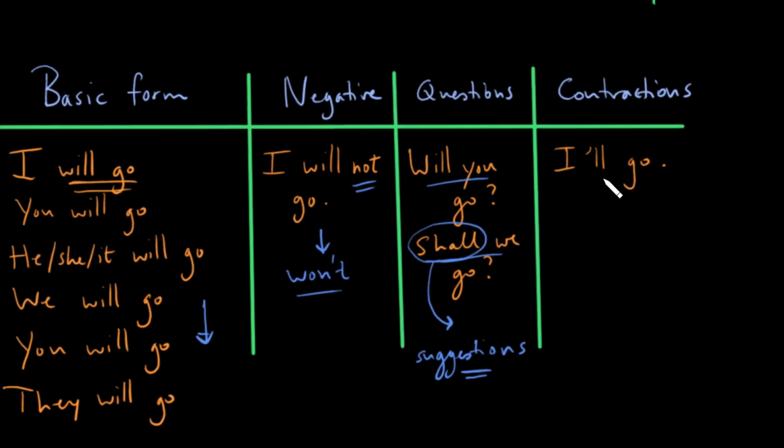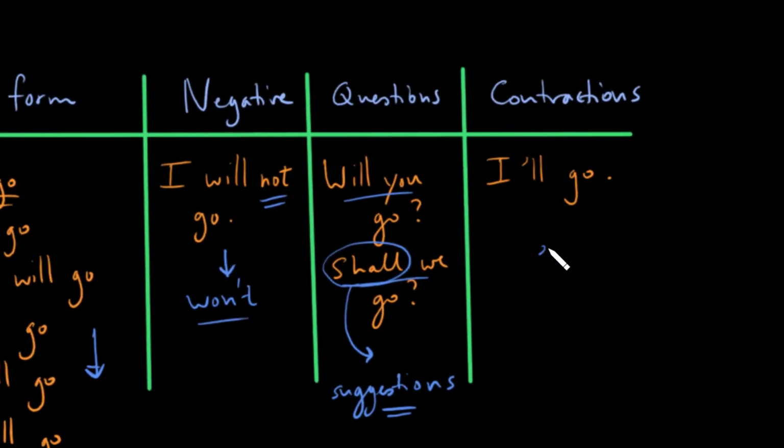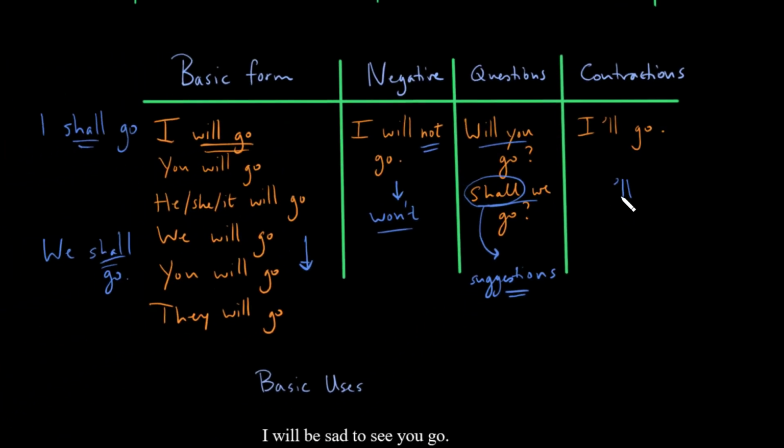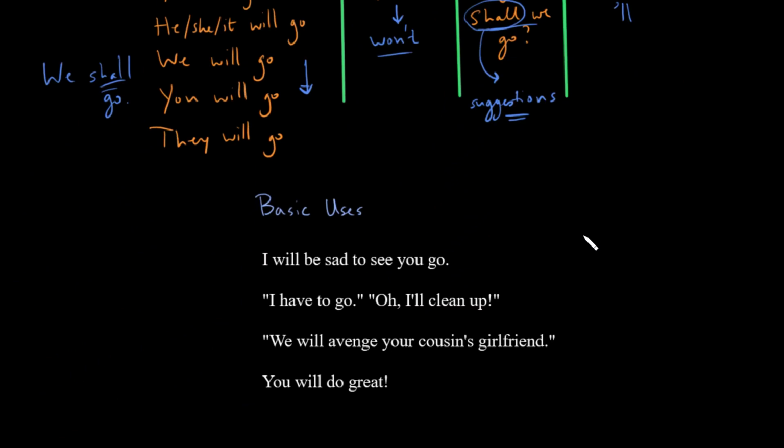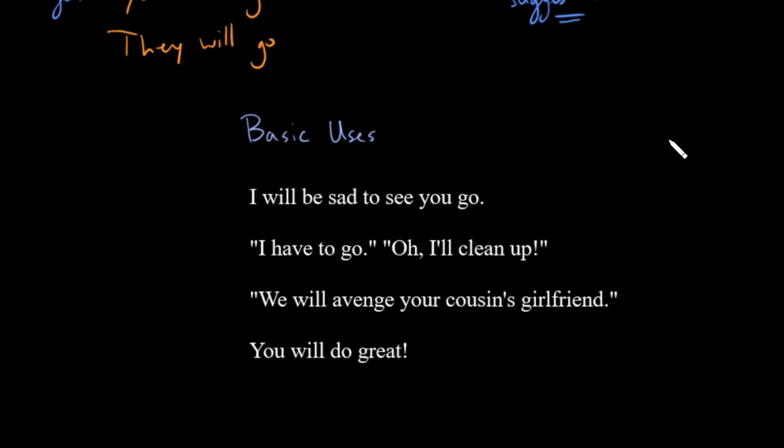And then the last form is the contraction, and this is fairly straightforward. Instead of saying will, we have apostrophe ll, and then we just put the noun or pronoun or whatever before this. So Bob'll go, or I'll go. Okay. So those are the basic forms. Let's have a look next at the basic uses. And there are 4 here. The first one is really to create some kind of description of a future event or something happening in the future. So this is the most generic use.